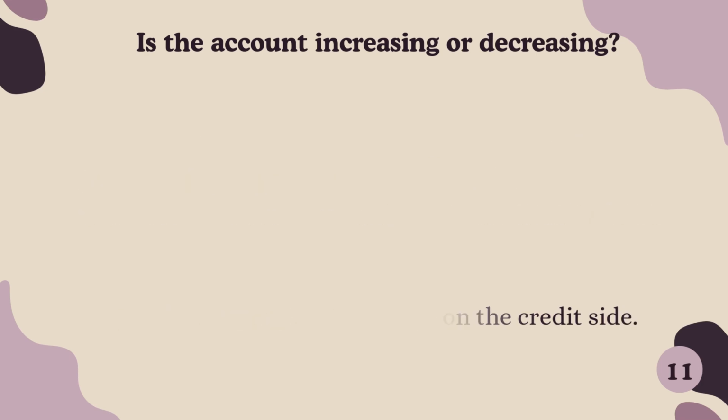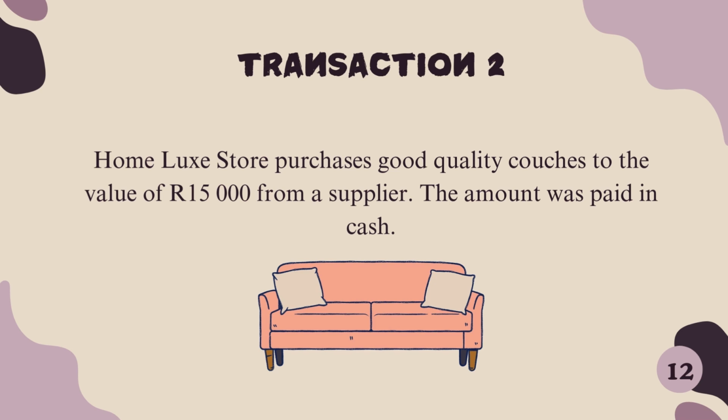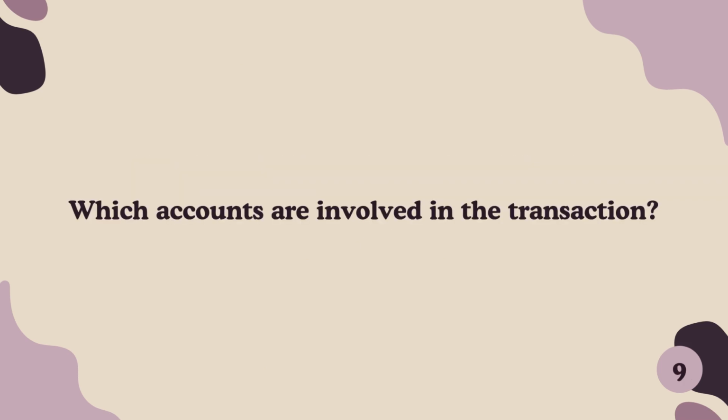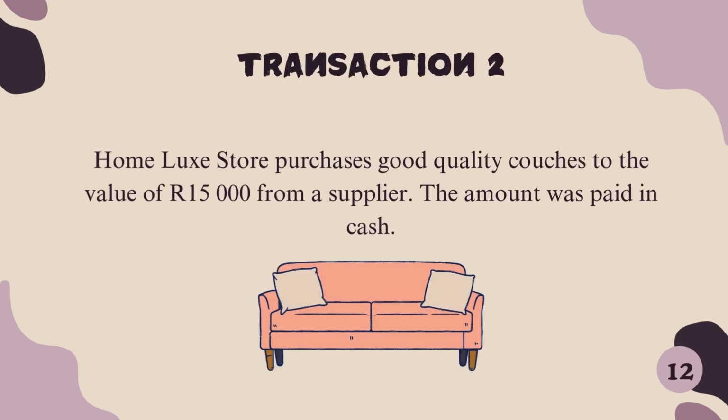Okay, so let's look at another example. Home Lux Store purchases good quality couches to the value of 15,000 Rand from a supplier. The amount was paid in cash. First question, which accounts are being involved, or which accounts are being affected? Right, so Home Lux Store has bought couches so that they can sell the couches. So they're buying the couches for the business. Therefore, that is trading stock or inventory. The second account is we have to pay to attain these couches. Therefore, our bank is affected.